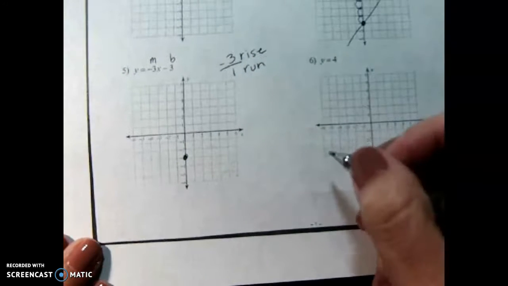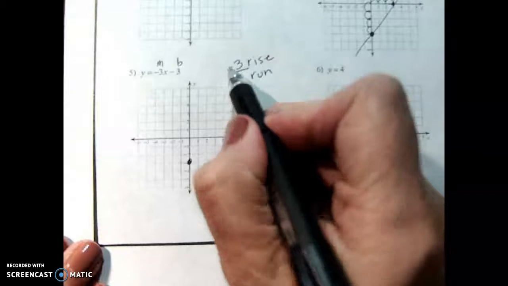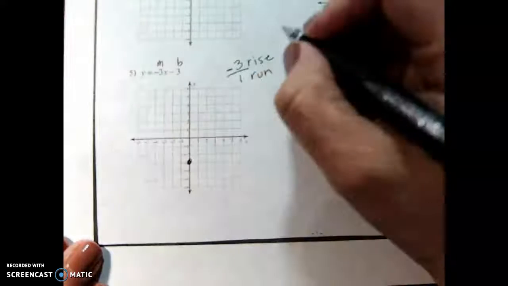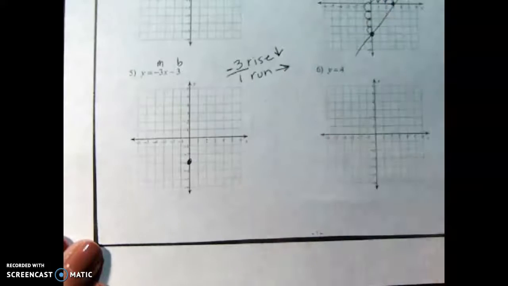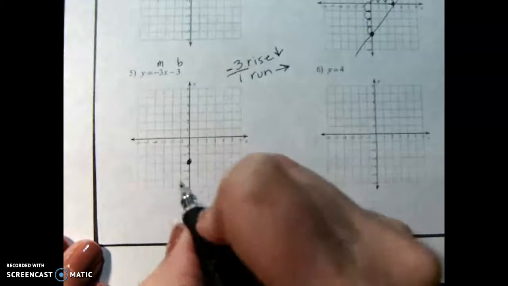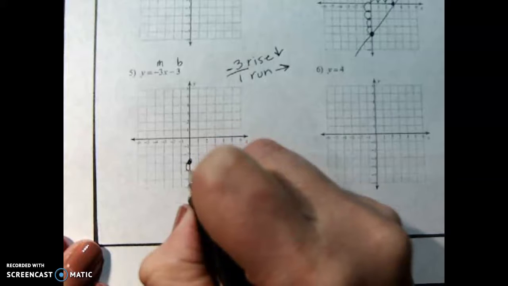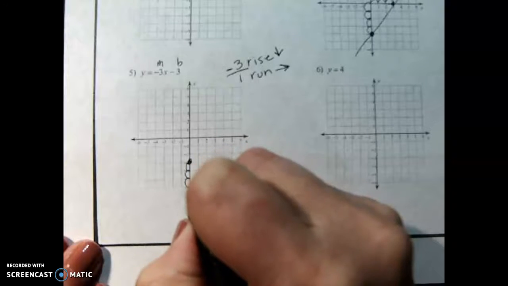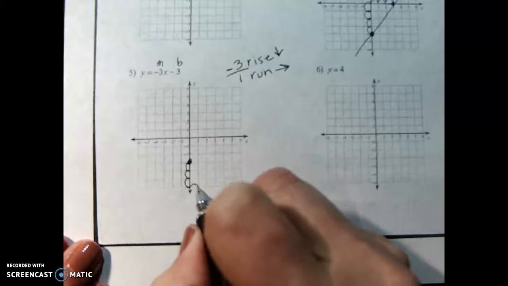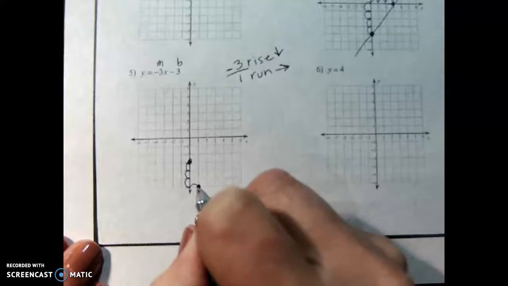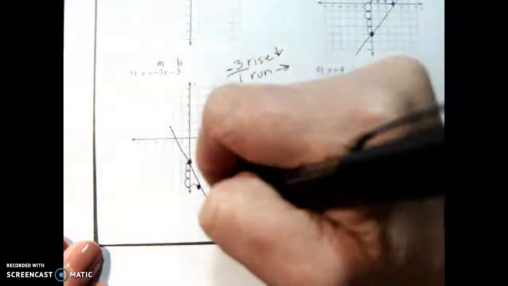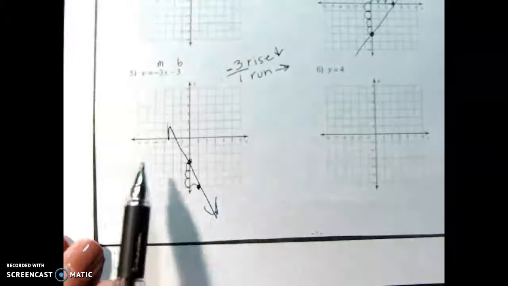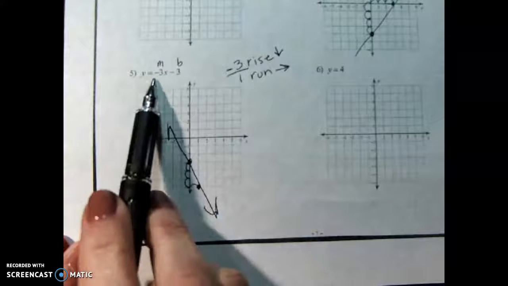Okay. So notice that my rise is negative. So instead of actually rising, we're going to go down, and we're still going to run to the right. Okay, so I'm going to go down 3, 1, 2, 3, and run 1 and put a dot. And if there was more to the graph, I could make it. All right, so notice that it goes down for this negative slope.